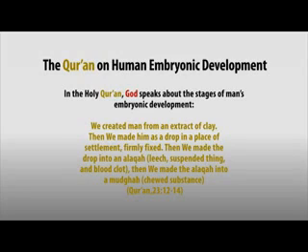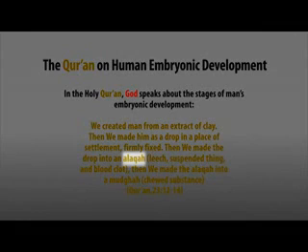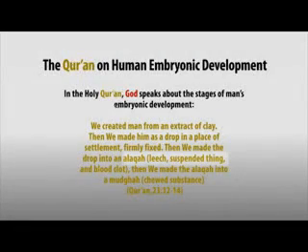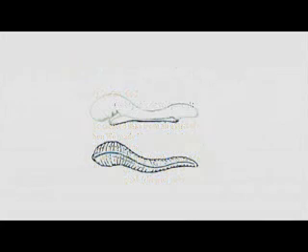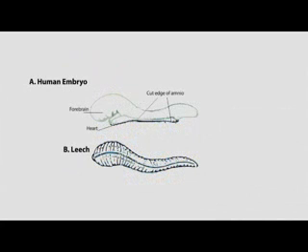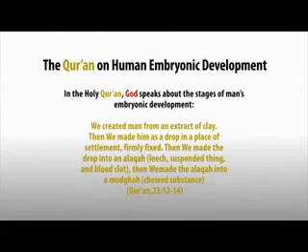Literally, the Arabic word alaqa has three meanings: leech, suspended thing, and blood clot. In comparing a leech to an embryo in the alaqa stage, we find similarities between the two. Also, the embryo at this stage obtains nourishment from the blood of the mother, similar to the leech, which feeds on the blood of others.